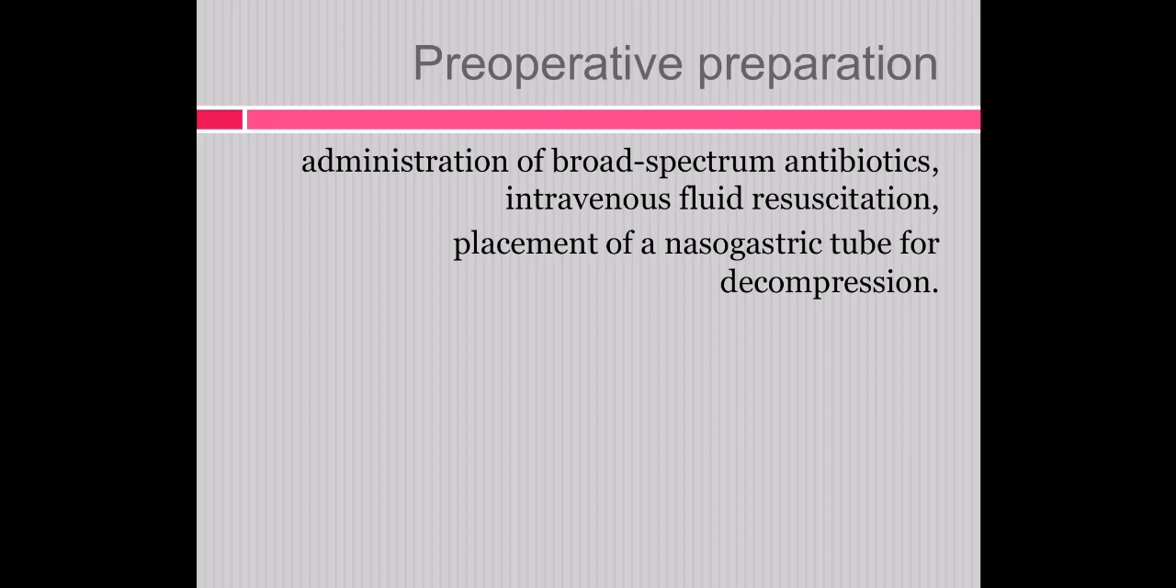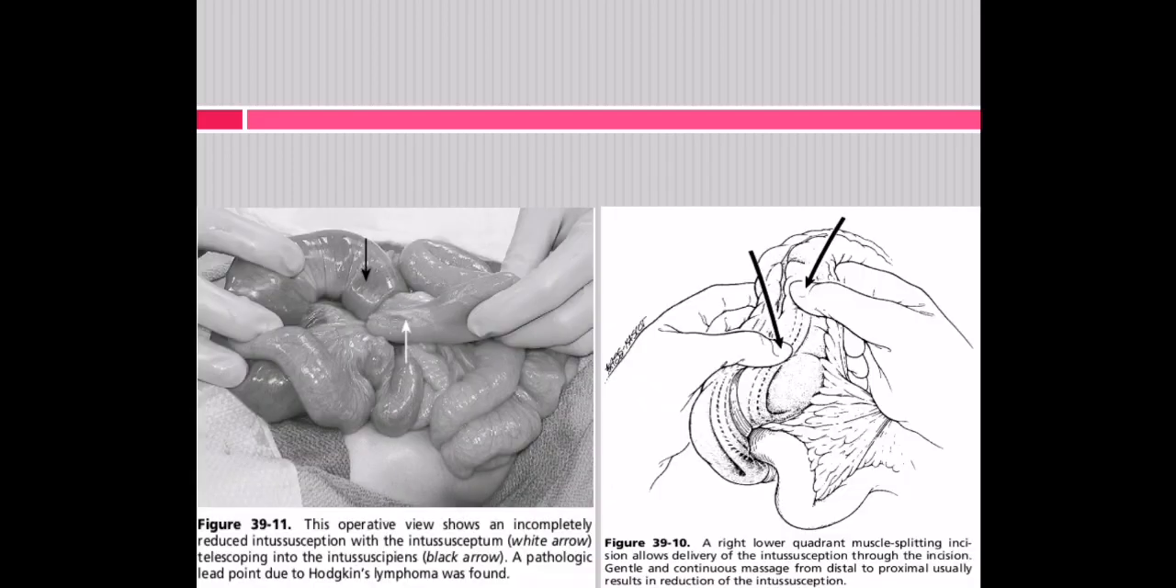Before surgery, the baby should be resuscitated with IV fluid, antibiotic, and NG decompression. Exploration of the abdomen through a transverse abdominal incision will show the bowel mass. The intussusception is brought outside of the abdomen, and reduction is done by milking, not by pulling.